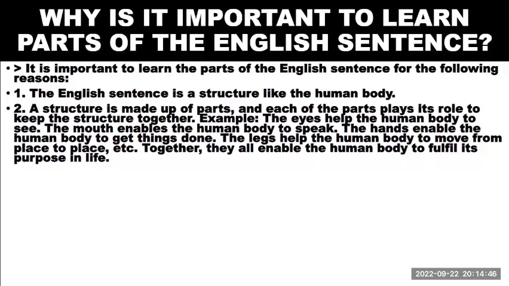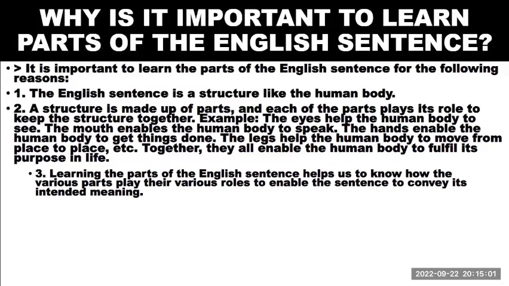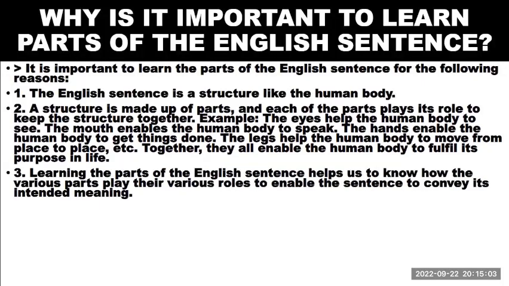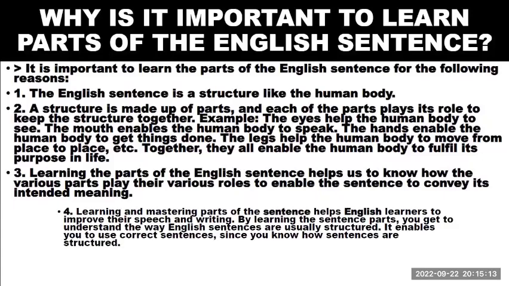Together, they enable the human body to fulfill its purpose in life. And so this is exactly what the English sentence looks like. The human body is a structure. The English sentence is a structure as well. Number 3, learning the parts of the English sentence helps us to know how the various parts play their various roles to enable the sentence to convey its intended meaning.